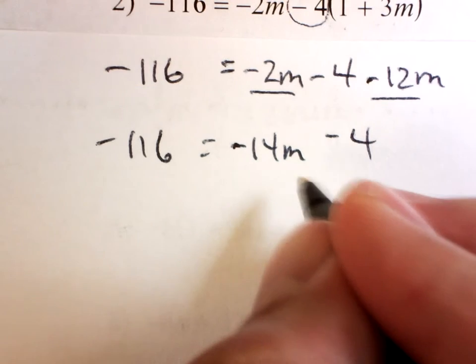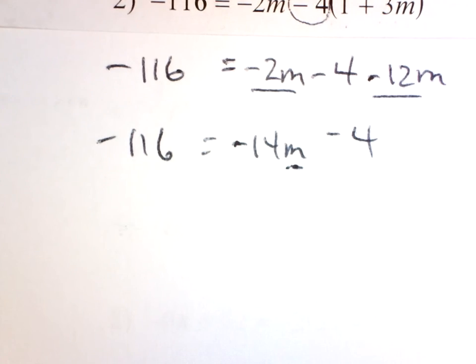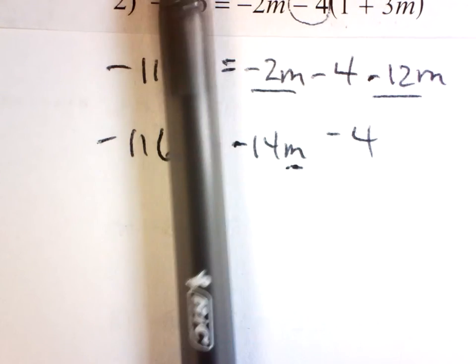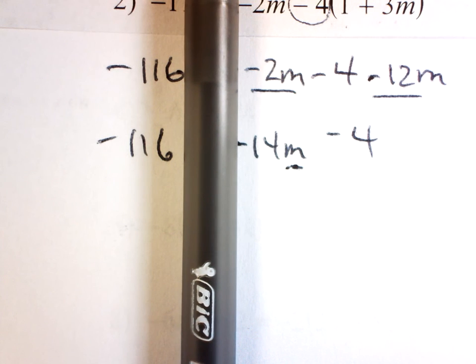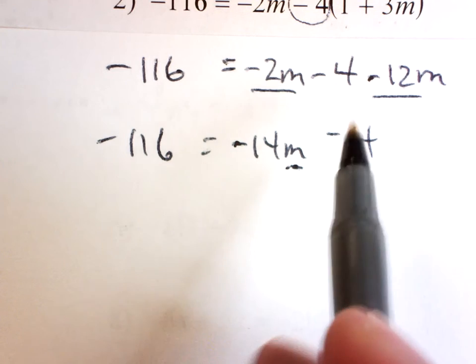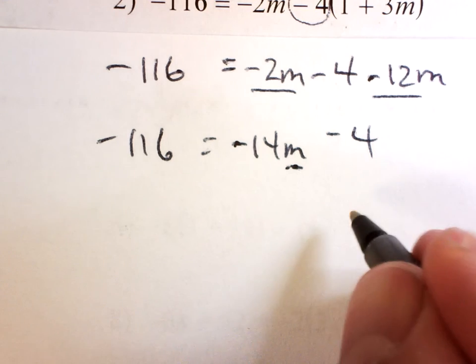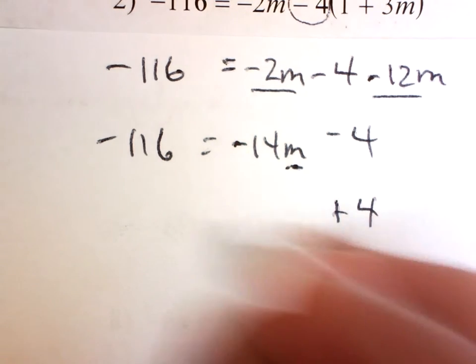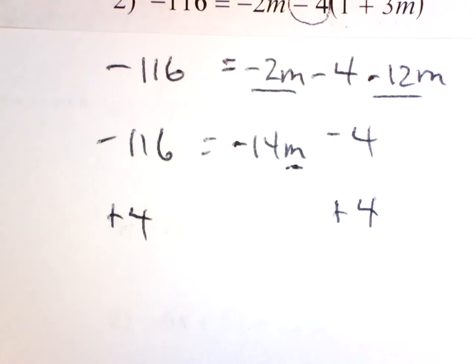Again, I'm trying to get this letter all by itself. I want everything on the other side. Again, think of that equal sign as the line. If you want to draw the line, draw the line. So I need to move this minus 4, this negative 4, to the other side. And again, I always do the opposite. So if that's a minus 4, I add 4 over there, and I add 4 over there.